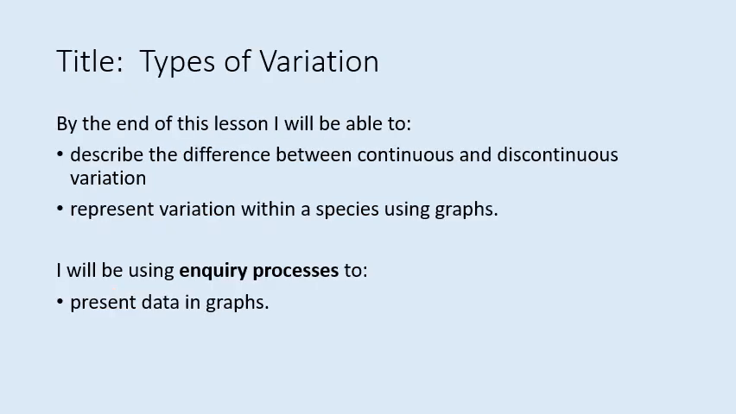Okay, so last lesson we looked at inherited and environmental causes of variation, and today we are going to be looking at the difference between what we call continuous and discontinuous variation, and we'll be explaining the meaning of those 2 words in today's lesson. We will then be moving on to look at graphs of variation, and your submission task is going to be to draw a graph.